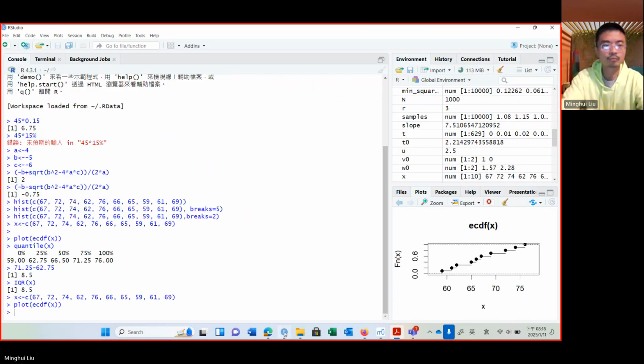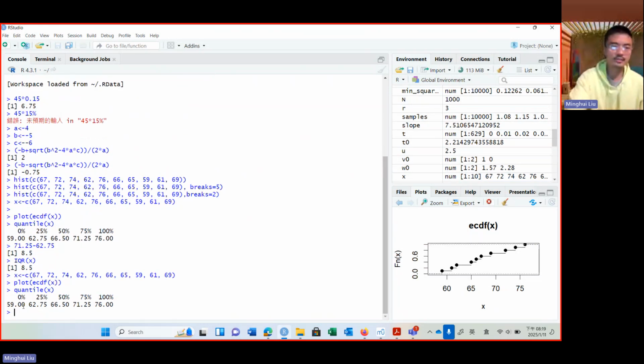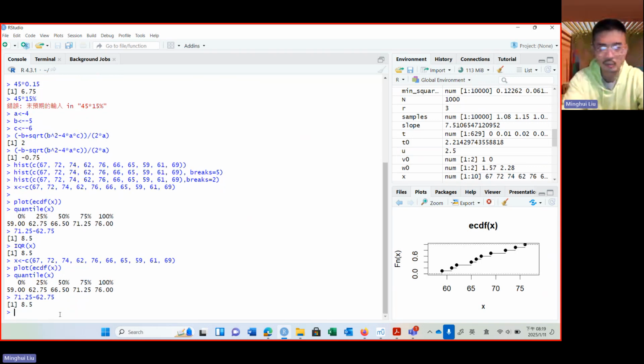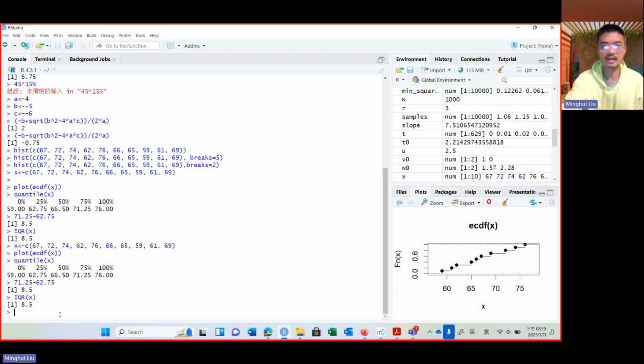And here, once you define X, what you can do is the quantile of X, and then 0% gives you the minimum number. 25% gives you Q1, 50% is the median, 75% is Q3, and 100% is the largest number. And then you can use Q3 minus Q1, those numbers that are defined, to get the interquartile range, in this case 8.5. Or a more direct command is simply to use IQR of X. You get exactly the same answer, as expected.